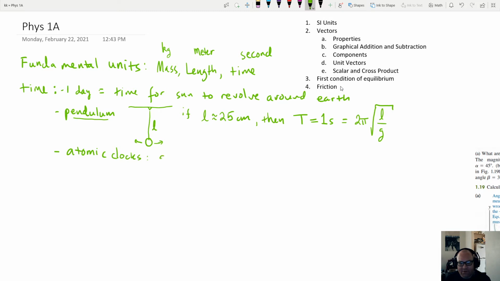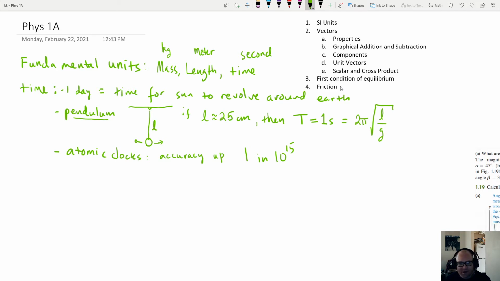These types of clocks have accuracy nowadays up to 1 in 10 to the 15, which, if you don't know what 10 to the 15 is, is basically 1,000 trillion, as if that helps. I don't know if it helps to say 1,000 trillion versus 10 to the 15, but think about it this way. This basically means you have an accuracy up to 15 decimal places, right?